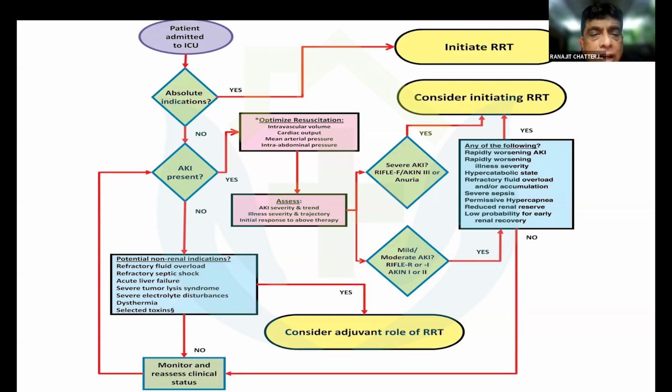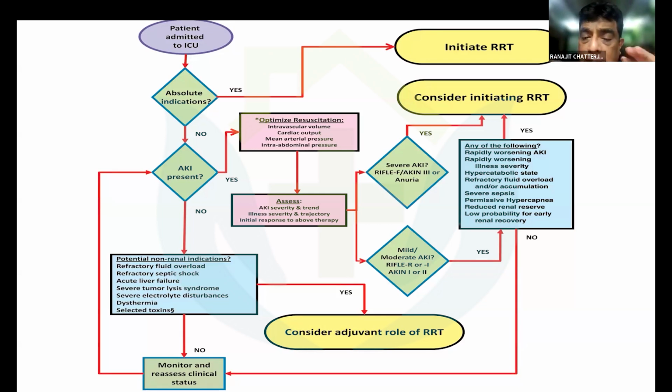If you don't have any absolute indication, see if AKI is present or not. Yes, AKI is present. So optimize first of all. Give fluids, check the cardiac output, try to achieve your mean arterial pressure, decrease your intra-abdominal pressure, and then assess your stage, the severity of AKI. If you find a severe AKI, don't wait, start RRT.